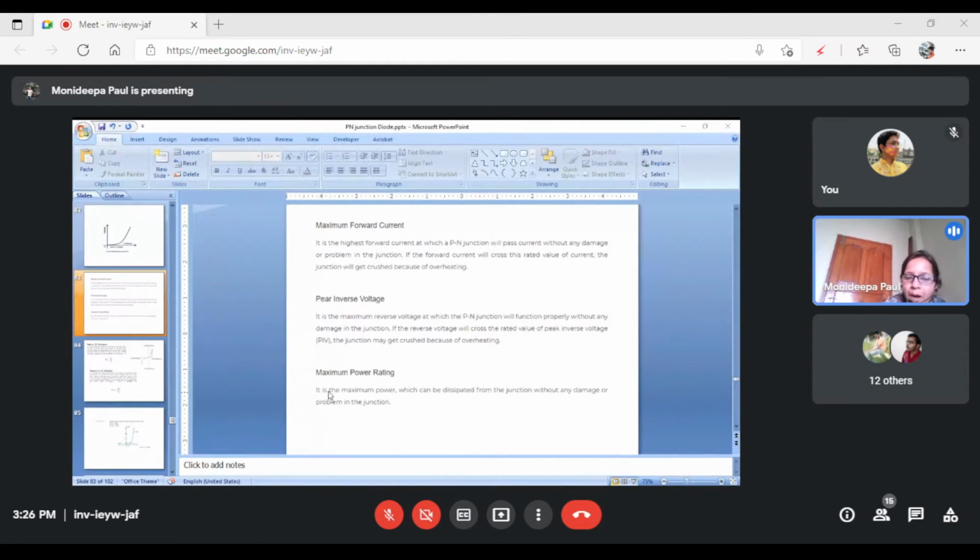Next thing is the maximum power rating. It is the maximum power which can be dissipated from the junction without any damage or problem in the junction. This is the VI characteristic of a PN junction, or of a semiconductor diode. Next, what is the DC resistance and what is the AC resistance?